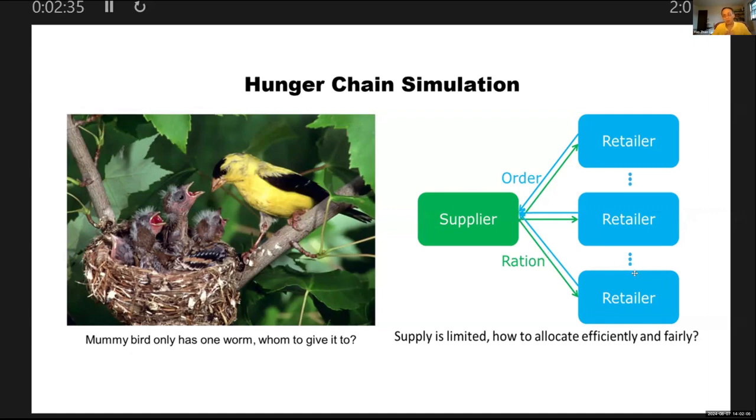Now, similarly, during the pandemic, we have experienced a lot of shortages, where suppliers have a limited supply, with many retailers or customers competing for the supply. The question is how to allocate the supply efficiently and fairly.